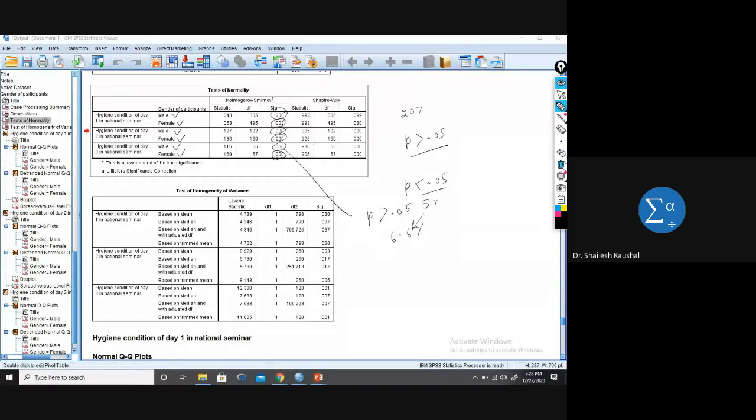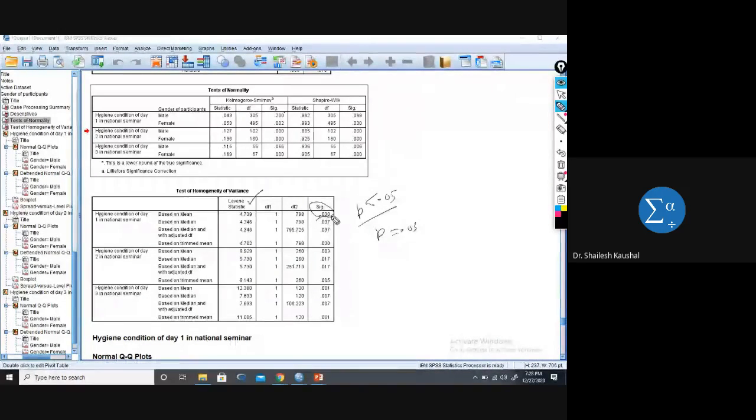Okay. Now we check the homogeneity. Homogeneity we check through this Levene's test. This is Levene's statistic. Okay, what is the value of Levene's statistic? This is the significance, the p value, and the p value should be greater than 0.05, but it is less than 0.05 because the p value is 0.03. It means 3%, less than 5%. So the data is not homogeneous.